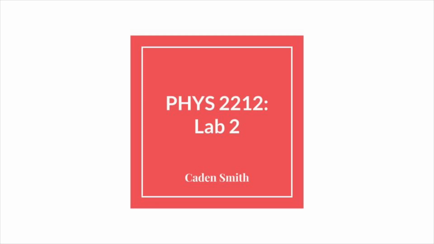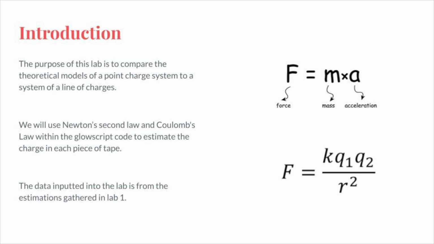This is my Physics 2 Lab 2. The purpose of this lab is to compare the theoretical models of a point charge system to a system of line charges. We will use Newton's second law and Coulomb's law within the GlowScript code to estimate the charge in each piece of tape. The data inputted into the lab is from the estimations gathered in Lab 1. The formulas described are shown on the right.